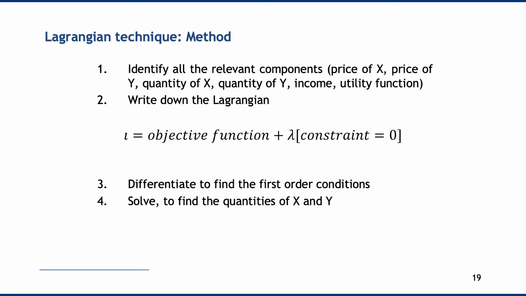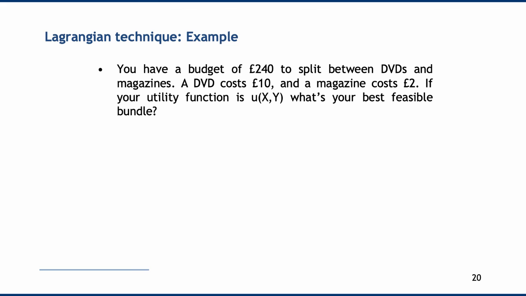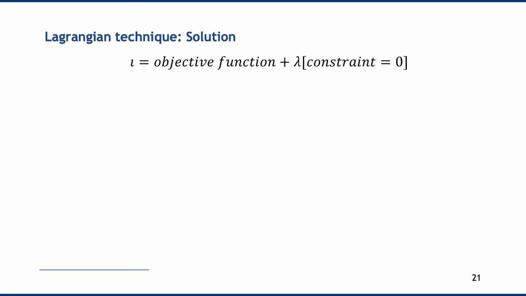So I'll just walk through a very simple example here. Let's imagine we have a budget of £240 to split between DVDs and magazines. A DVD costs £10 and a magazine costs £2. If your utility function is U equals X times Y, what's the best feasible bundle? So we'll follow the step-by-step process.